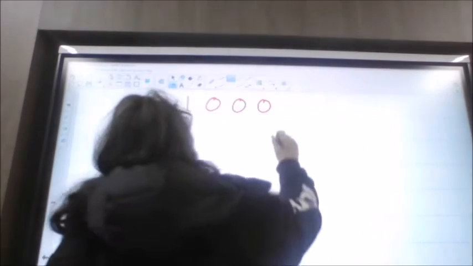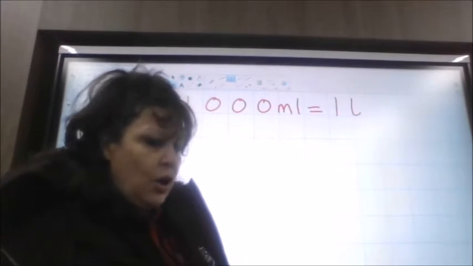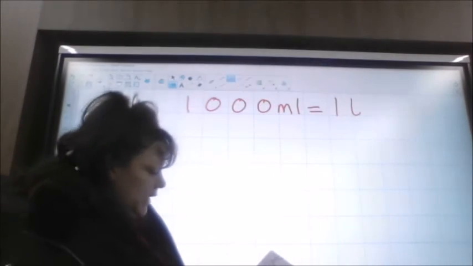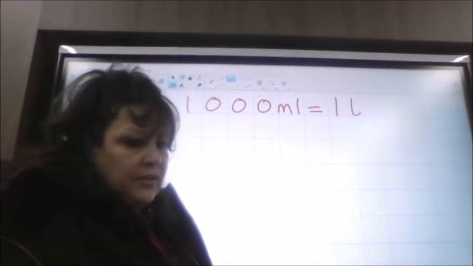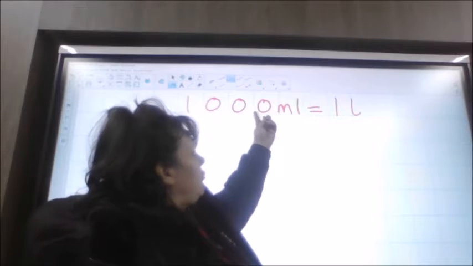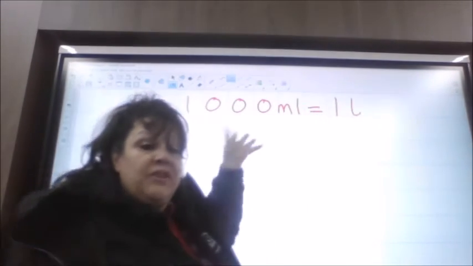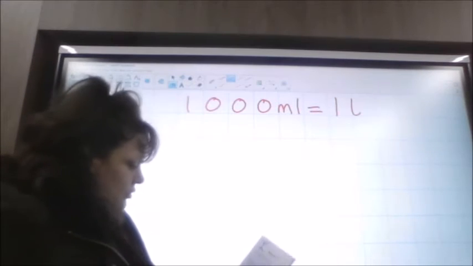So we know there's 1,000 milliliters equals 1 litre. Okay. So A, B, and C, we are converting milliliters to litres. So this time we're going to be dividing because 1,000 of these makes one of those. So we need to divide by 1,000.